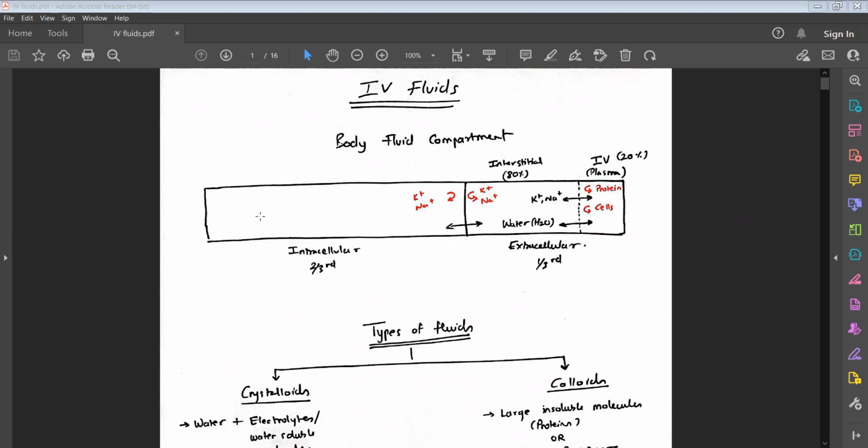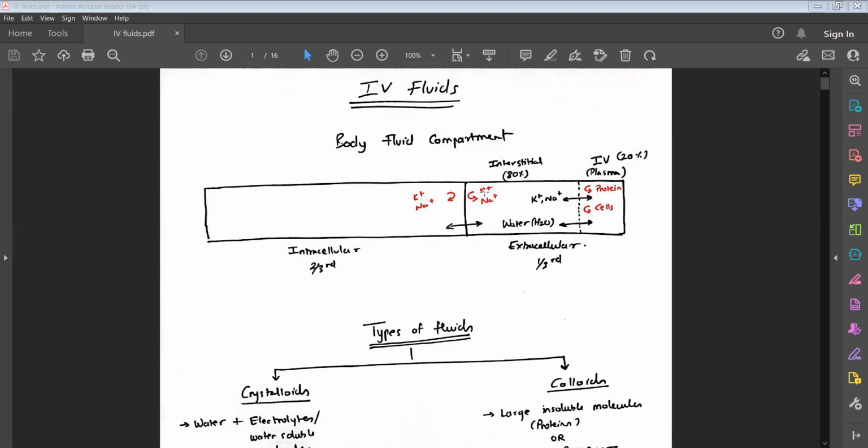About 2/3 of the body water is in the intracellular compartment, and about 1/3 is in the extracellular compartment. Then, in the extracellular compartment, about 80% is in the interstitial compartment and about 20% in the intravascular compartment. Now, water can freely move between these three compartments, which means that if you pour 1 liter of water over here, it is going to freely diffuse into these three compartments until 2/3 of it is reached over here and 1/3 remains here, with 80% in the interstitial and 20% in the intravascular compartment.